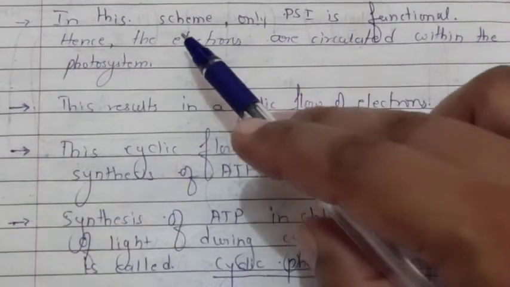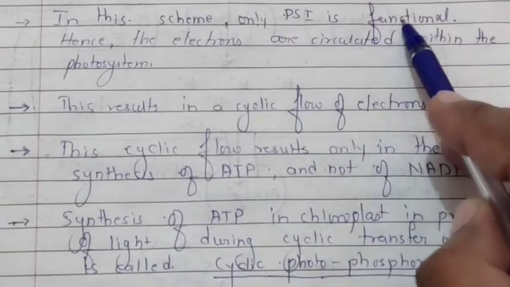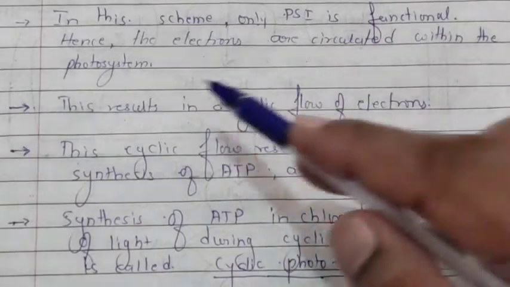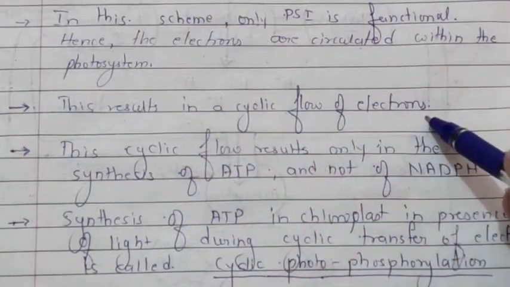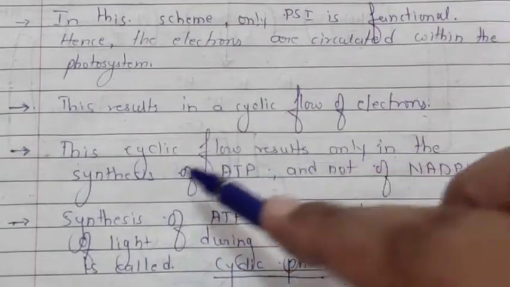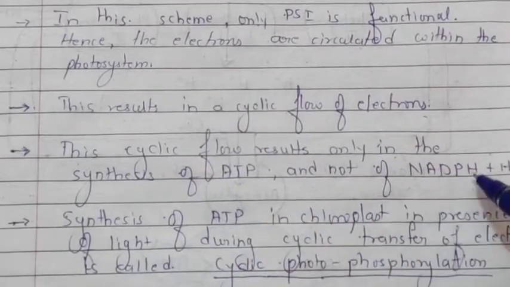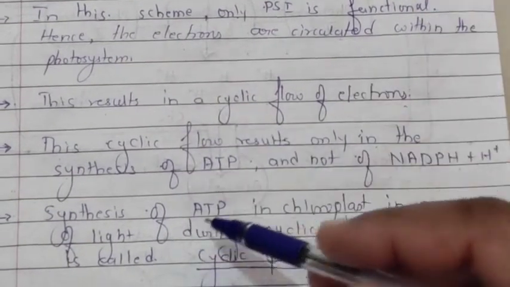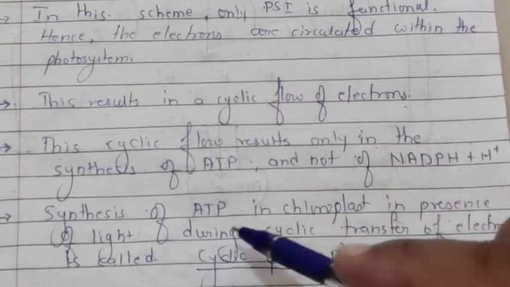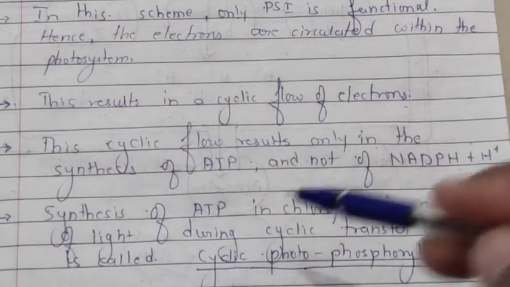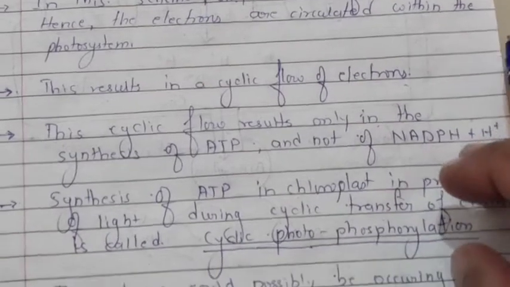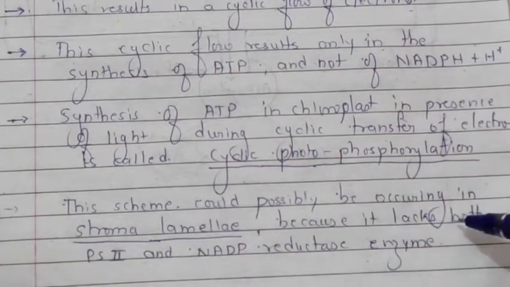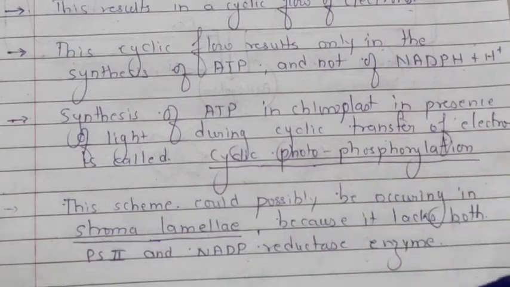As I already told you, in this scheme only PS1 is functional, hence the electrons are circulated within the photosystem. This results in a cyclic flow of electrons. This cyclic flow results only in the synthesis of ATP and not of NADPH plus H+. The synthesis of ATP in chloroplast in presence of light during cyclic transfer of electron is called cyclic photophosphorylation. And this scheme could possibly be occurring in stroma lamella because it lacks both PS2 and NADP reductase enzyme.